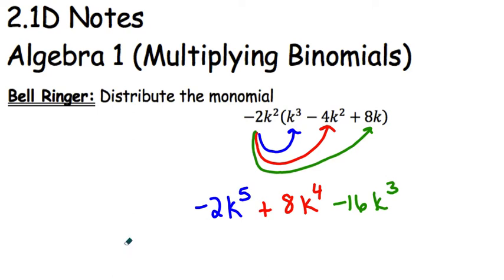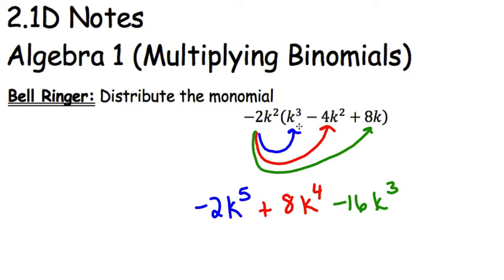These are your 2-1D notes, and today we're going to be multiplying binomials. Basically, in the 2-1C notes, we took a monomial like negative 2k squared, and we distributed that through a polynomial. So today we're just extending that topic, and we're going to be multiplying a binomial, which means two terms, through another binomial, so another set of two terms.